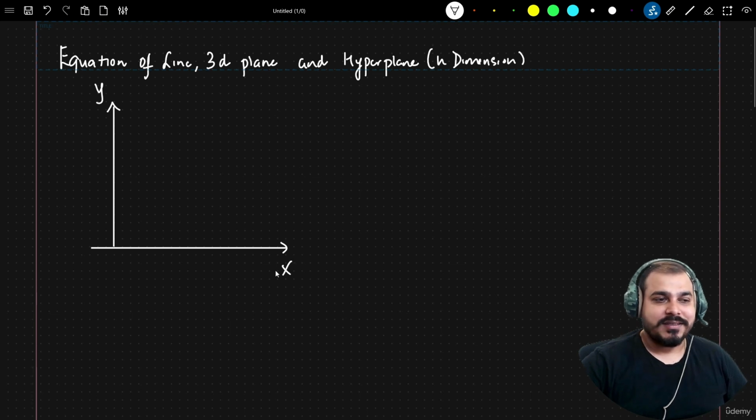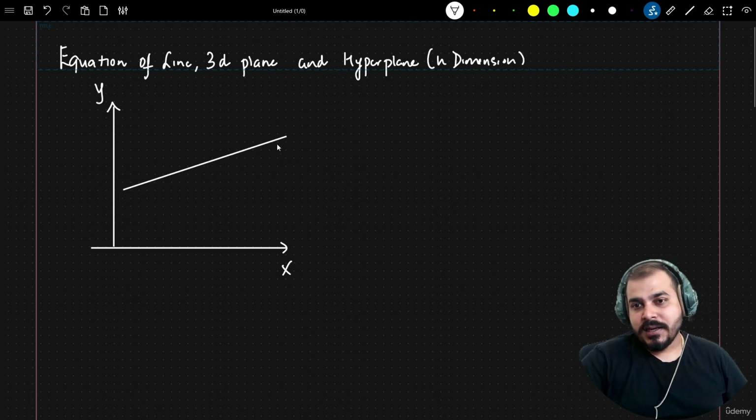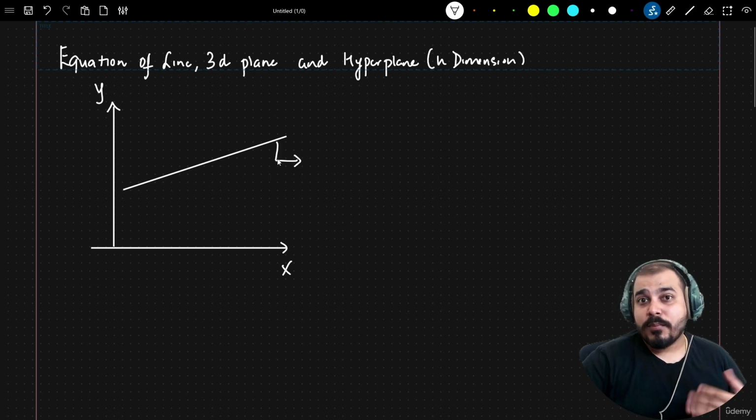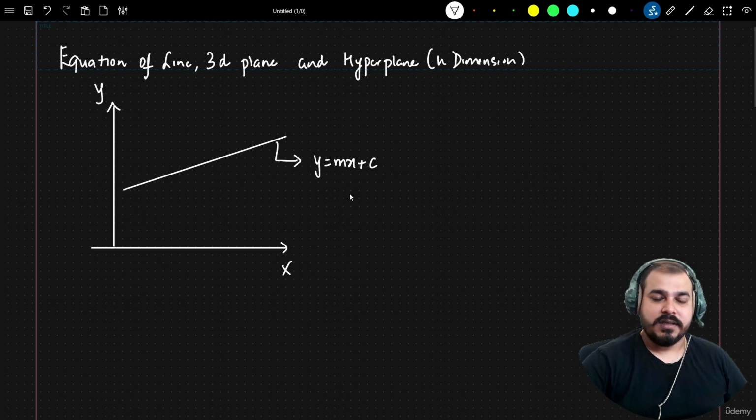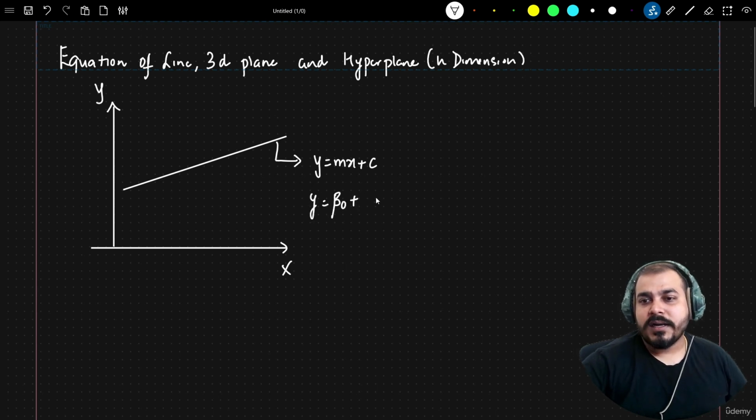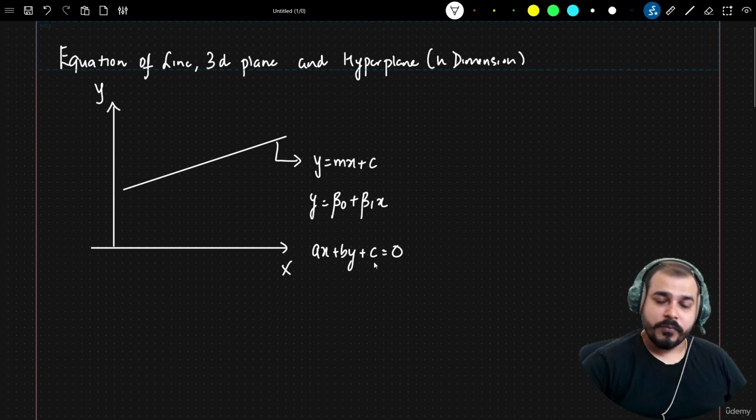Suppose I have two axes, x and y, and I try to create a straight line. We can provide an equation for this straight line, which is y is equal to mx plus c, right? And I hope you have seen this formula probably in your 8th, 9th, or 10th standard. Similarly, I can also use a different notation like y is equal to beta 0 plus beta 1 into x, or ax plus by plus c is equal to 0. Okay, these equations are almost the same.